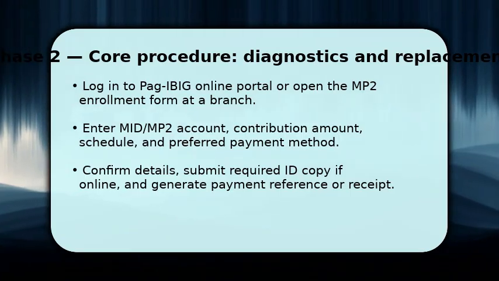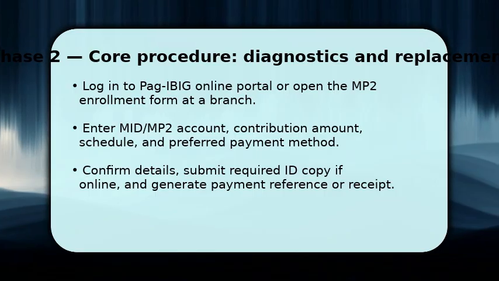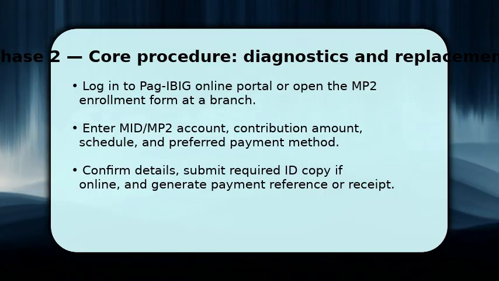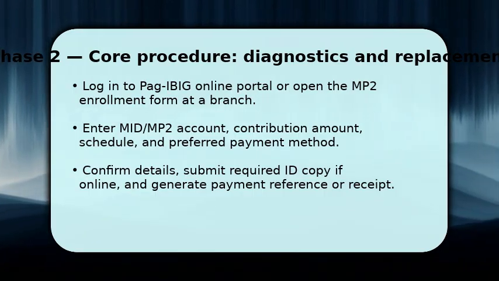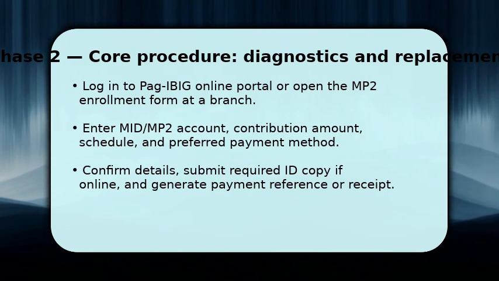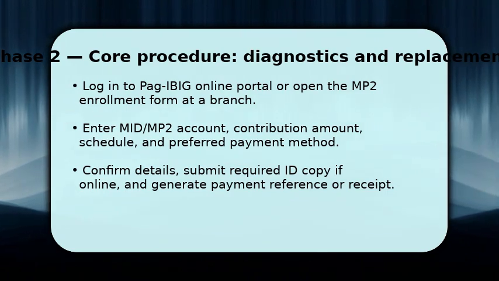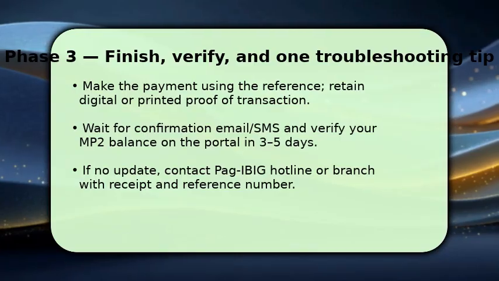After reviewing every field, submit the form and generate the payment reference or official receipt. Keep that reference. This confirmation proves enrollment and links your deposit to the correct account. You finish by making the payment with the generated reference.